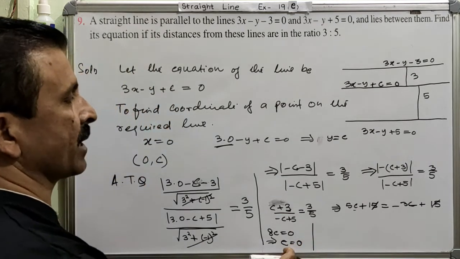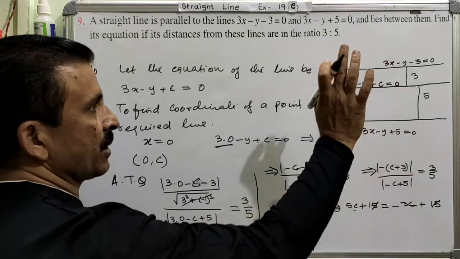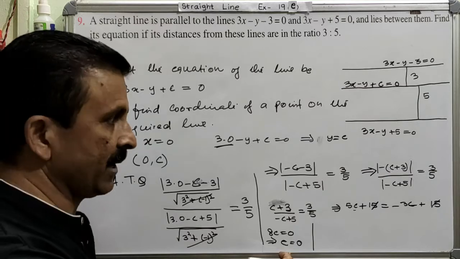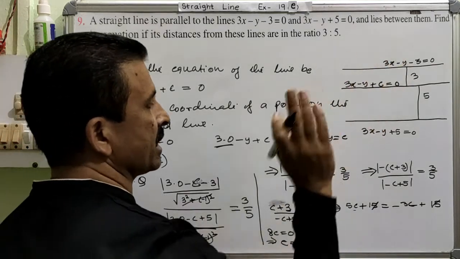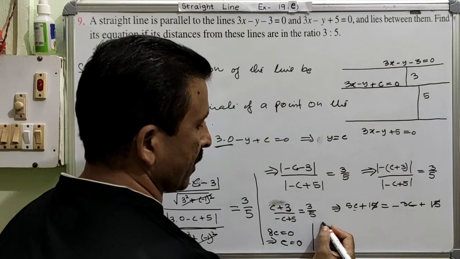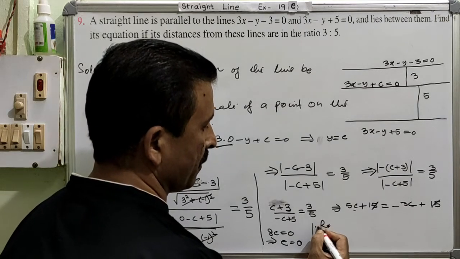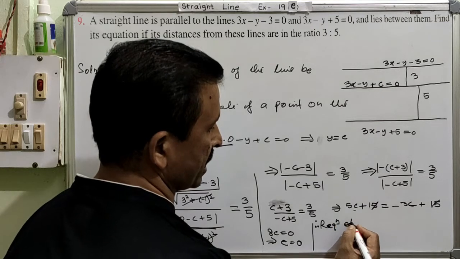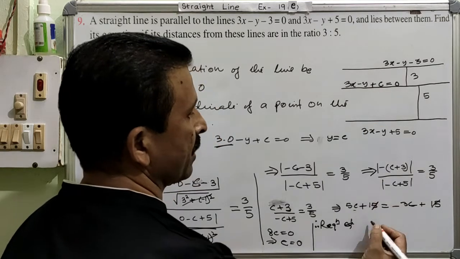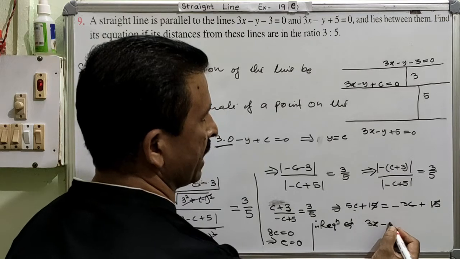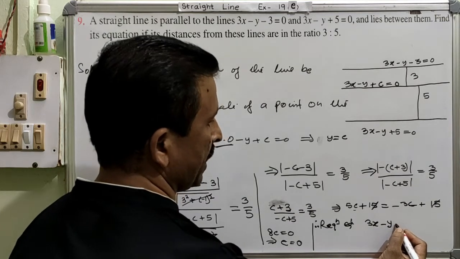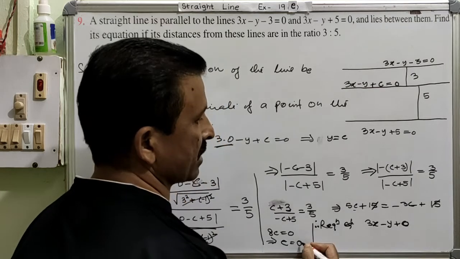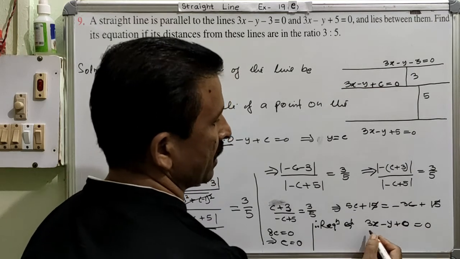Am I clear? So what I told you is you just have to calculate the value of c and your equation will be completed. Now finally you have calculated the value of c. So we will put it in this equation and we'll get the final equation. Therefore, the required equation is what? 3x minus y plus 0, because c calculated is equal to 0. So this is the equation.